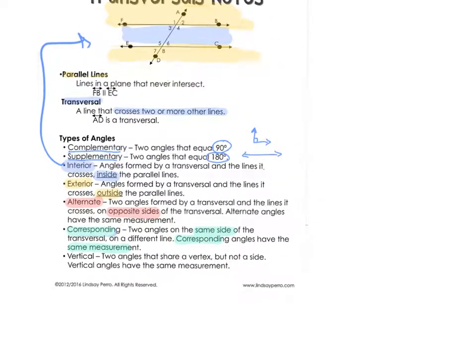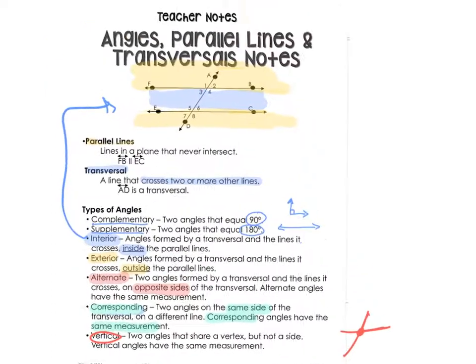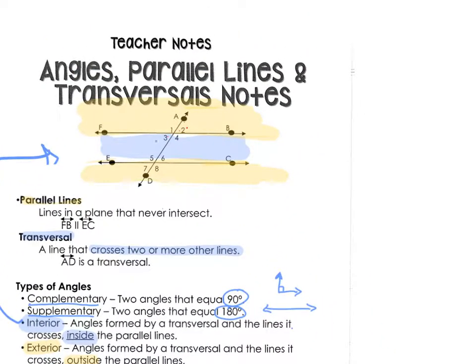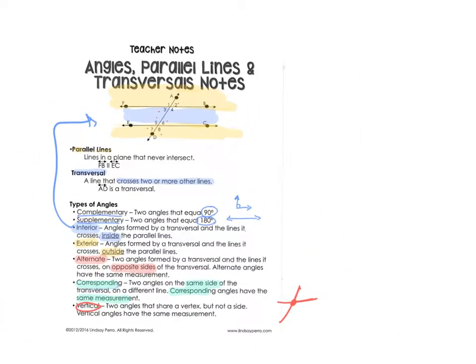Vertical, two angles that share a vertex. That would be a vertex where your two points meet. Vertical, two angles that share a vertex, but not a side. Vertical angles have the same measurement. So vertical would be, like I just talked about, 2 and 3, 6 and 7, 5 and 8. Those are both obtuse, 6 and 7 are both acute, and they're right across from each other.